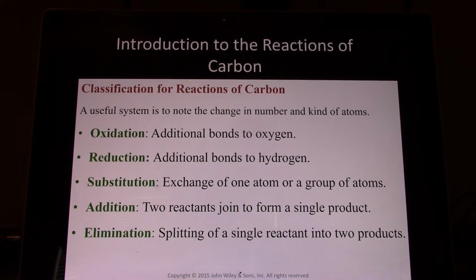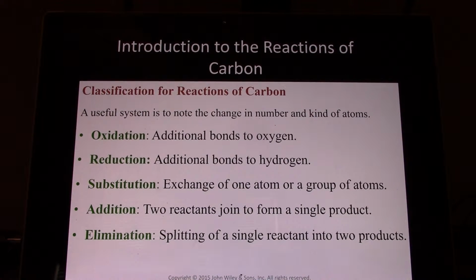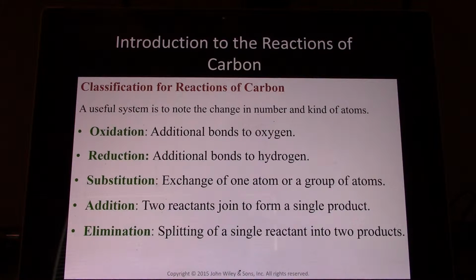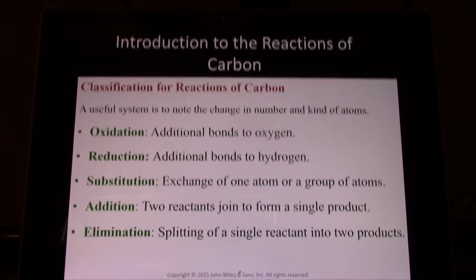The classifications of reactions will have oxidation, adding oxygen. Reduction, adding bonds to hydrogen. Substitution, exchanging one atom for another atom. Addition, two reactants joining together to form a single product. And elimination, one compound splits and forms two products.